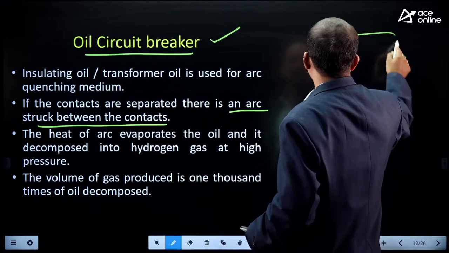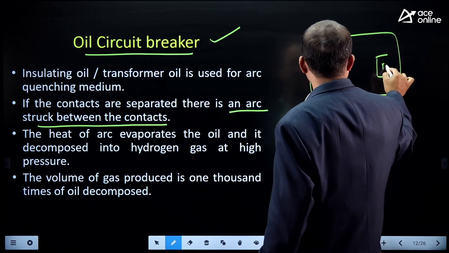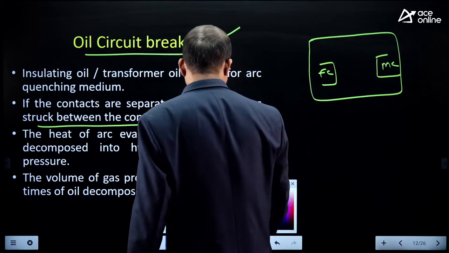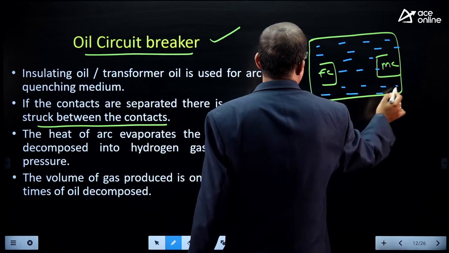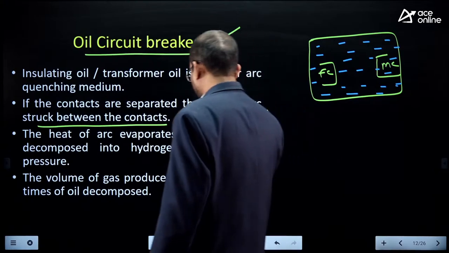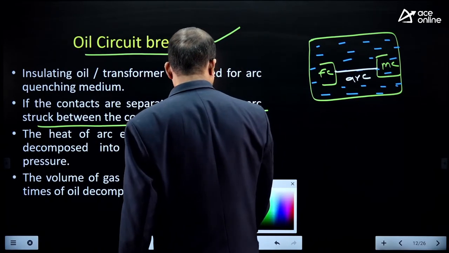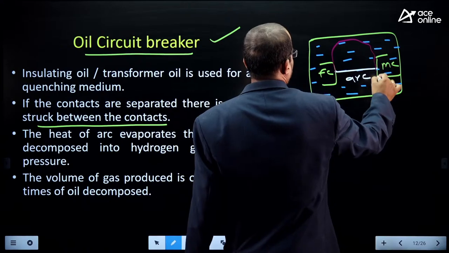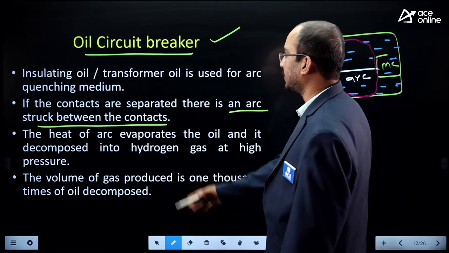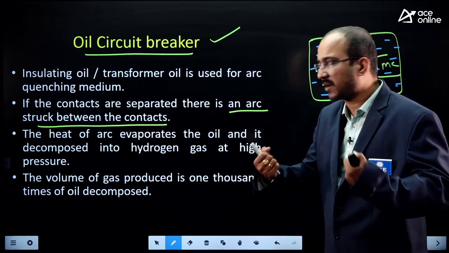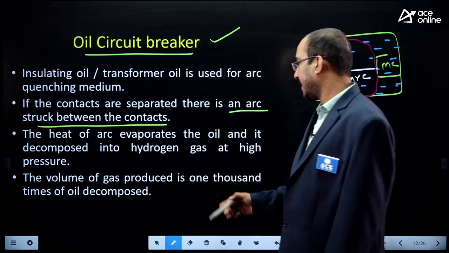Suppose this is a chamber, this is a fixed contact and this is a moving contact. Here it is filled with oil. Arc formation takes place in the medium of oil. Now what happens? Due to the heat that is being generated by the arc, a gas bubble will be developed. Observe here. The contacts are separated, the arc strikes between the contacts. So heat of this arc will evaporate the oil and decompose it into what?